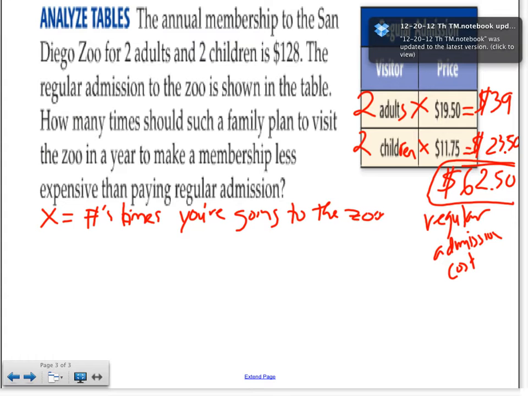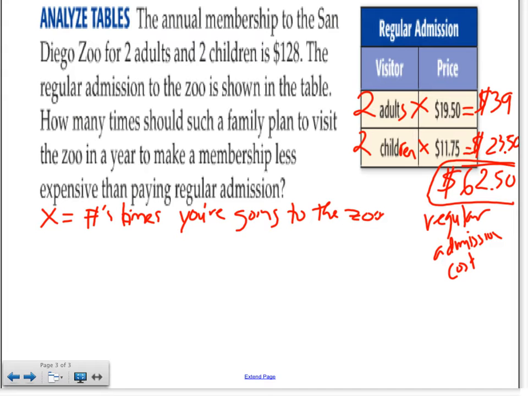You save how much? Not a lot, but how much? About $3, right? $125, $128. So it's still a better deal if you go just 2 times or less. The problem asks, how many times should such a family plan to visit the zoo in a year to make the membership, the annual membership, less expensive than paying the regular admission?